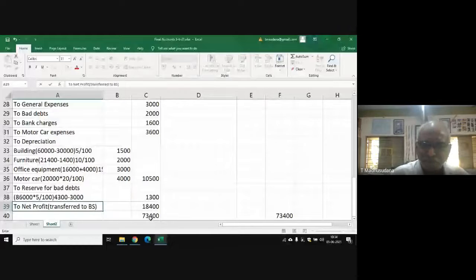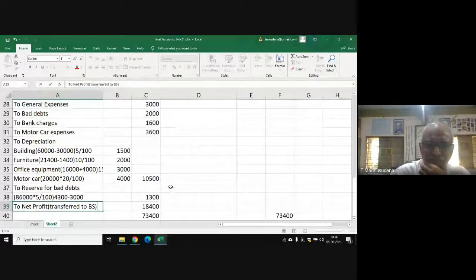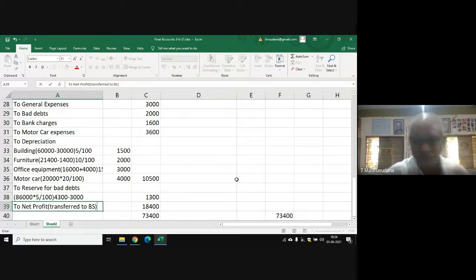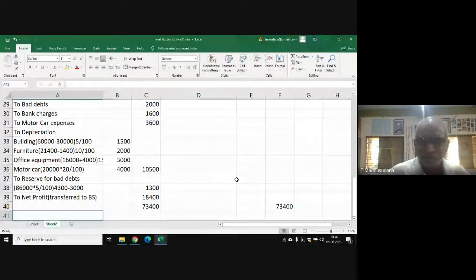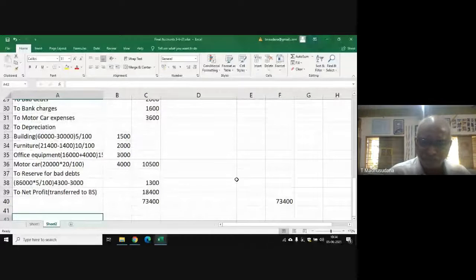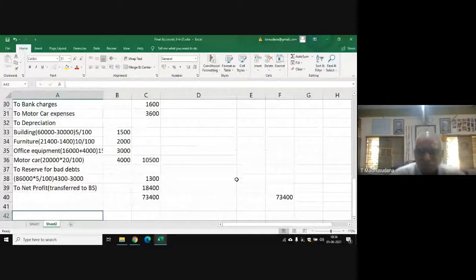That is the net profit because the income is more than the expenses. The credit side total is greater than the debit side total. That's why we got the net profit figure. Suppose if the debit side total is more, then automatically we get net loss. This is how the profit and loss account is to be prepared. Next, what is to be prepared after completion of the profit and loss account? We have to prepare the balance sheet.